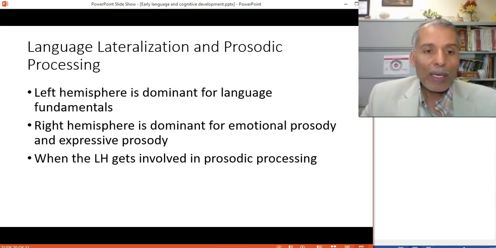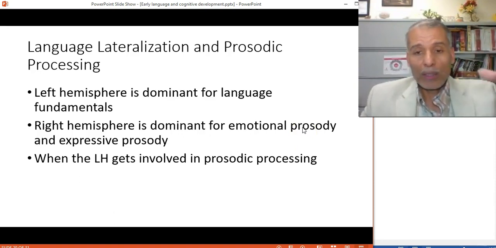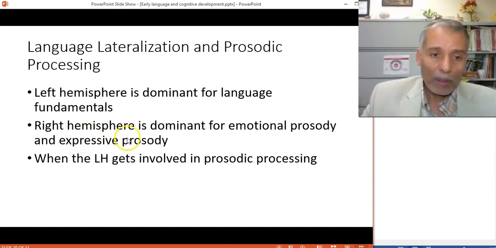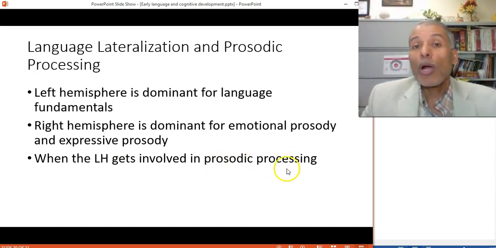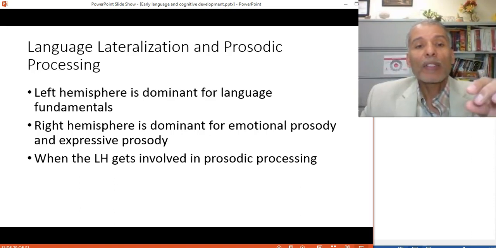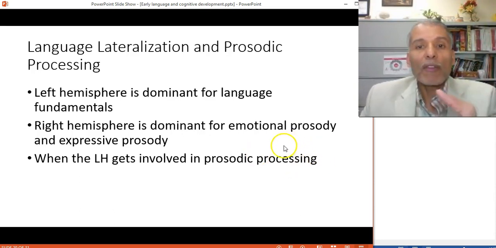So the right hemisphere, for example, is dominant for emotional prosody, the melody of language, getting the tone of your voice, and also enabling you to express yourself in a particular tone. The left hemisphere gets involved in prosodic processing only in particular circumstances. But if it does, it is going to give you a false image. It will give you a concrete kind of thing if you do not have input from the right side of the brain.